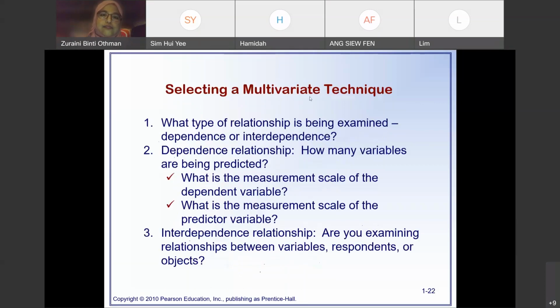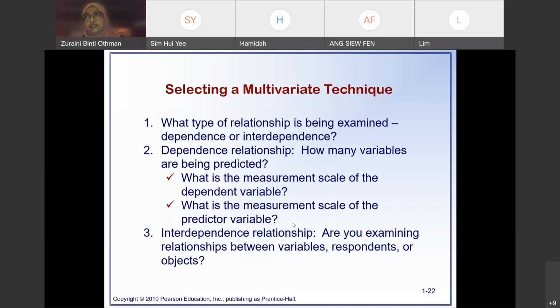And to select a multivariate technique, we have to know what type of relationship is being examined, and whether that relationship falls into dependence or interdependence. After we know the relationship, we have to know how many variables are predicted, what is the measurement scale of the dependent variable, and what is the measurement scale of the predictor variable. And then for interdependent relationship, it is the relationship between variables, respondents or objects. Okay, interdependent relationship.